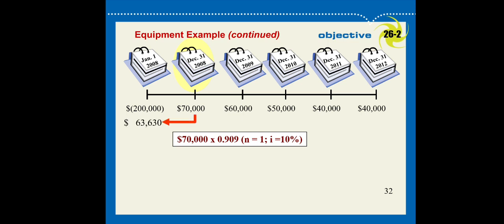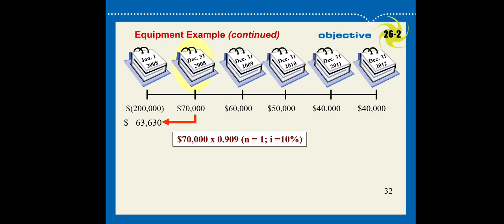Okay, you have to calculate. The first thing that happened at 1st of January 2008 is cash out 200,000, and then for every year after that, the business can generate cash from the equipment. So at the end of the first year, 70,000 cash, and then you have to convert that $70,000 cash to present value.